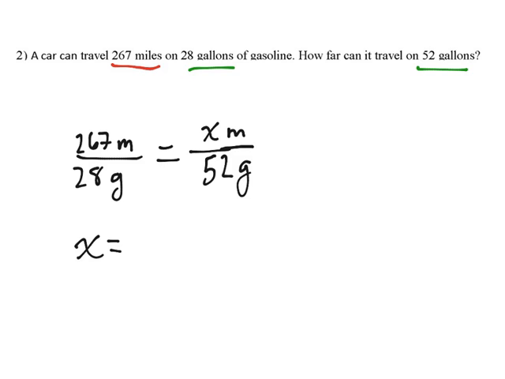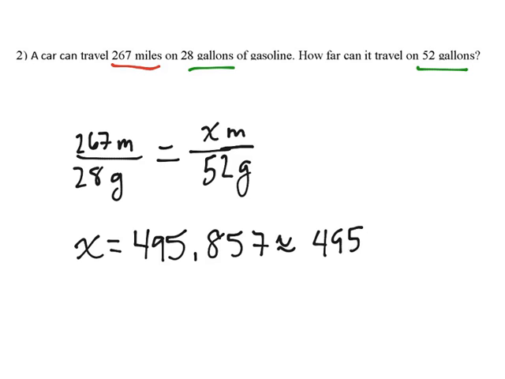Okay, we find out that x equals 495 and 857 thousandths. And if we're rounding to the nearest hundredth, this would round to 495 and 86 hundredths gallons of gas.